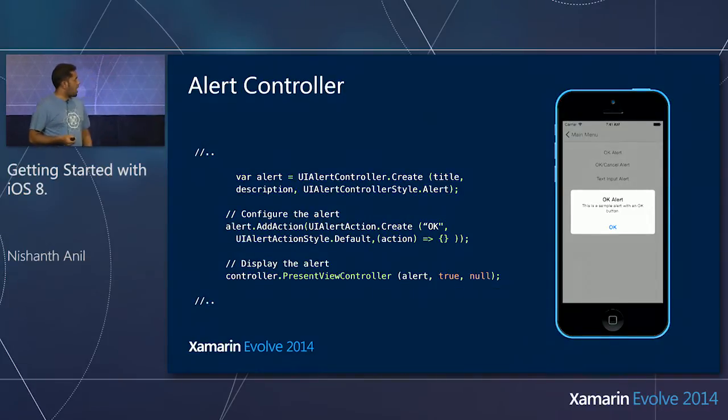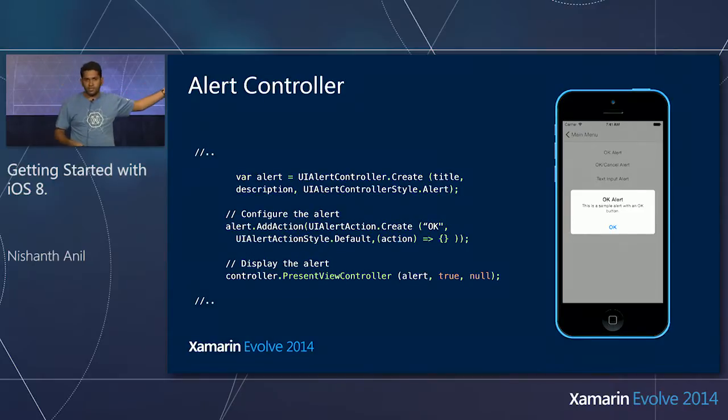Now, here's how you do it in the code. You say alert, UIAlertController.create, that's a factory method. You pass in the title, description, and the last parameter that's important. That's where you set whether you want an alert or an action sheet. If you set it to action sheet, the action sheet comes up. Otherwise, it's going to be a plain alert.